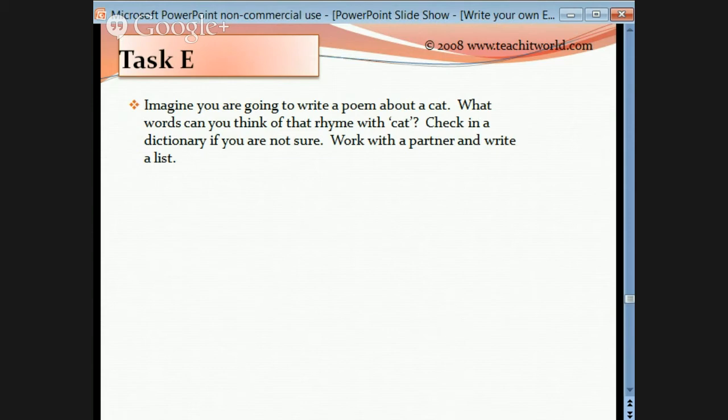I'll start. How about fat? Fat cat. What's another word that rhymes with cat or fat? Let me think. Now, the way I did this, the way I was taught when I was a child, is to just go through the alphabet and try the consonants.